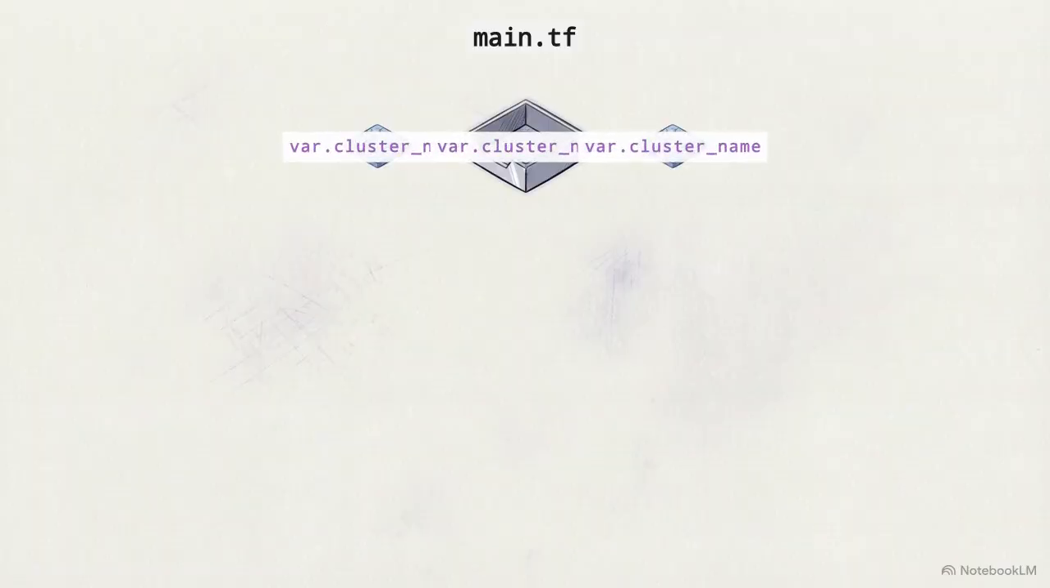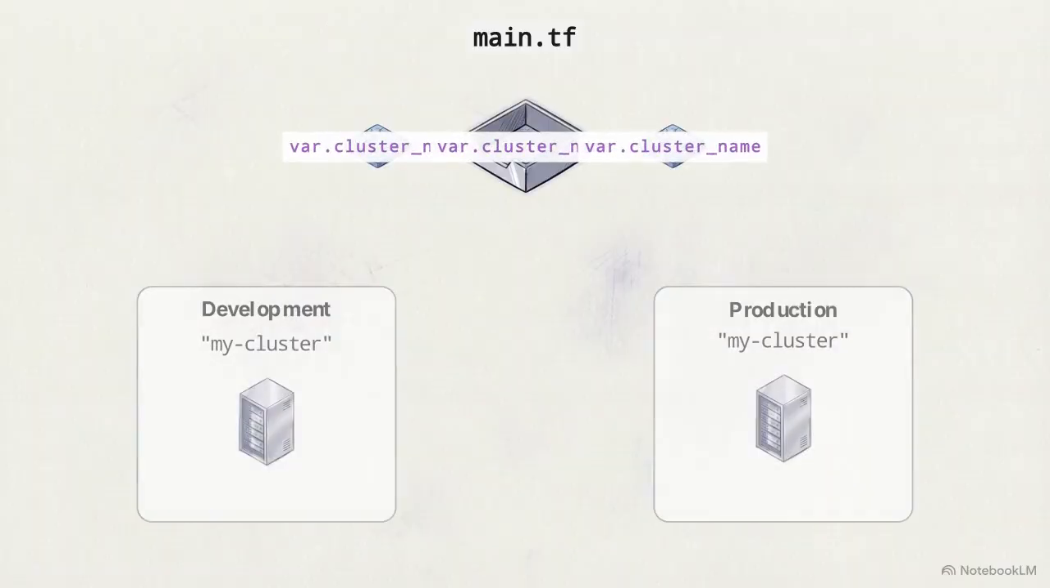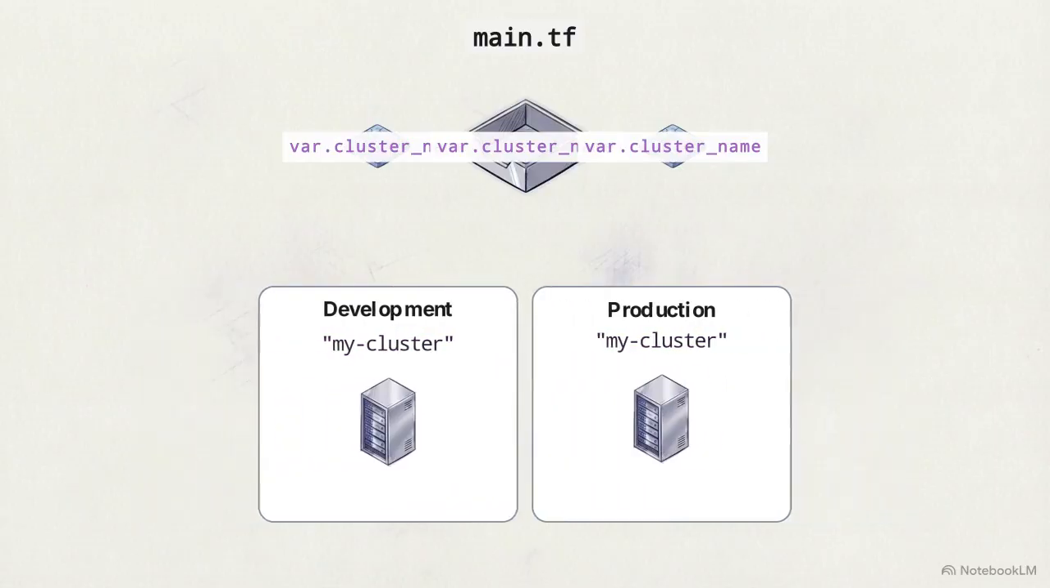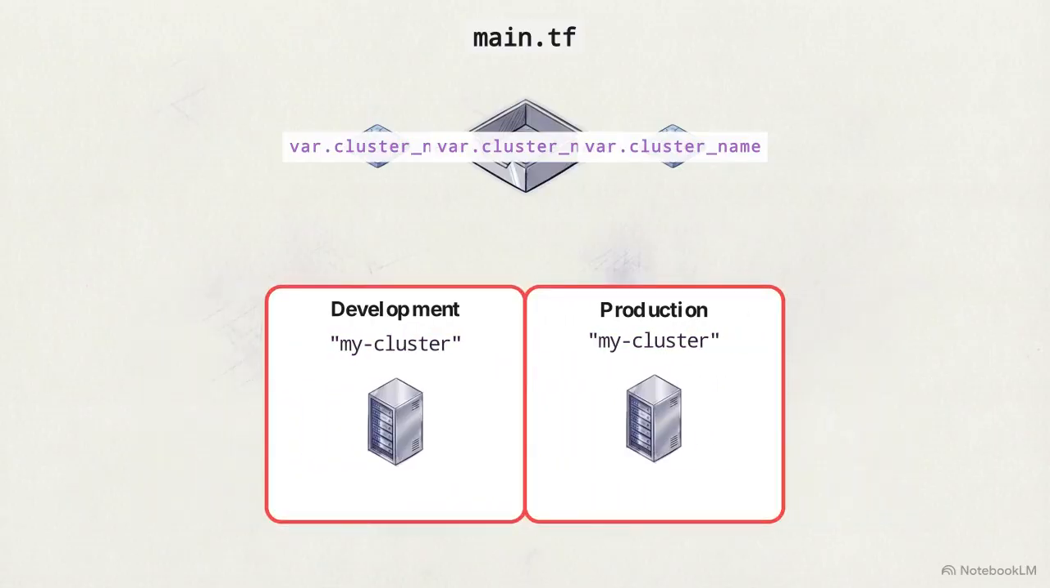Replace hard-coded strings like myCluster with dynamic variable references connected to the cluster name variable. Hard-coded names inside a module cause environments to collide. If 2 deployments use the same name, AWS rejects the second request, resulting in this error state.